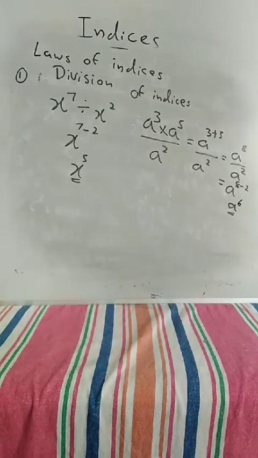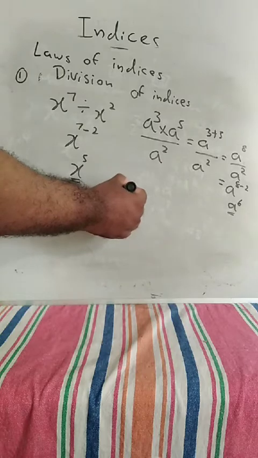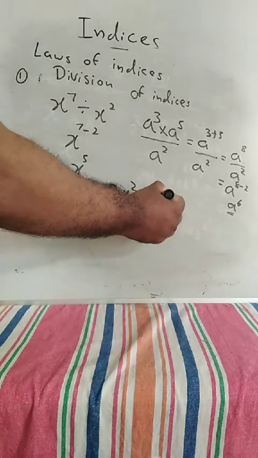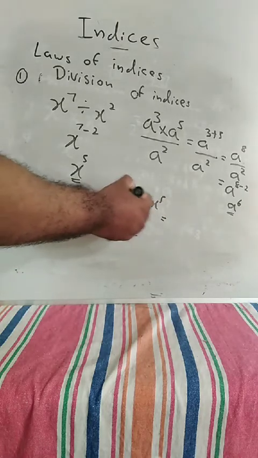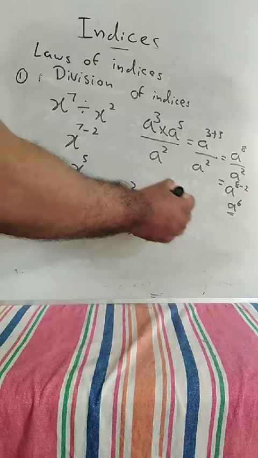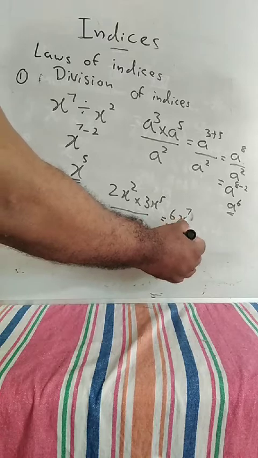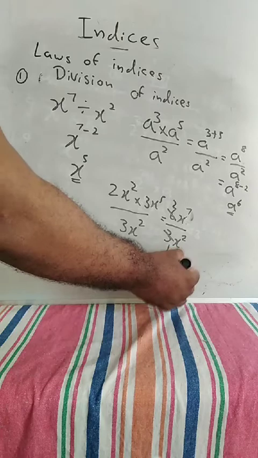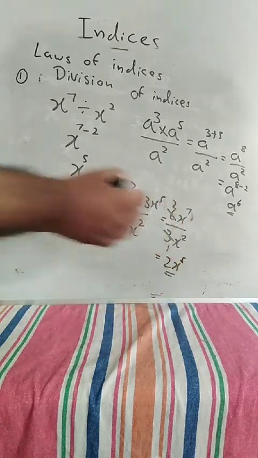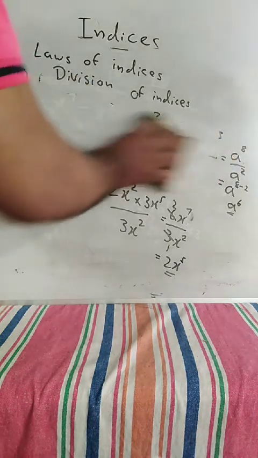This is the division method. I know you can do this, right? When the base is equal. Another example: 2x to the power 2 times 3x to the power 5, divided by 3x to the power 2. Here the whole numbers, 2 into 3, 6. Then 2 plus 5, 7: 6x to the power 7 divided by 3x to the power 2. Now you can simplify: 3 into 6 is 2, and 7 minus 2 is 5, so 2x to the power 5. This is division of indices.